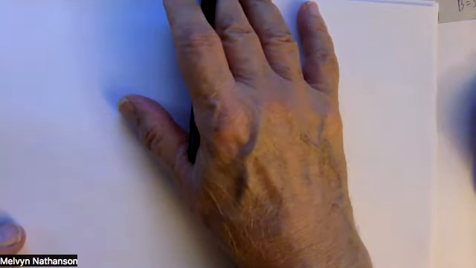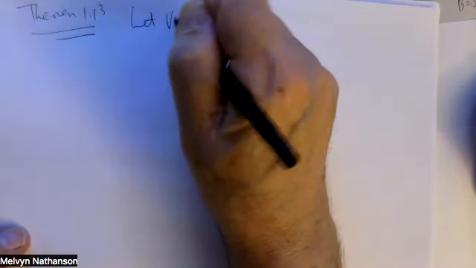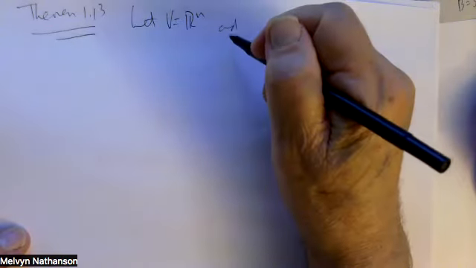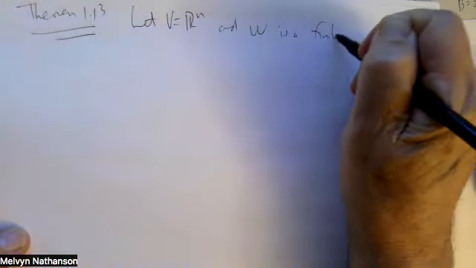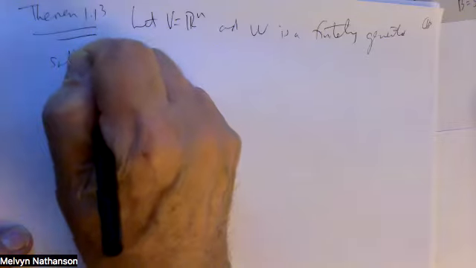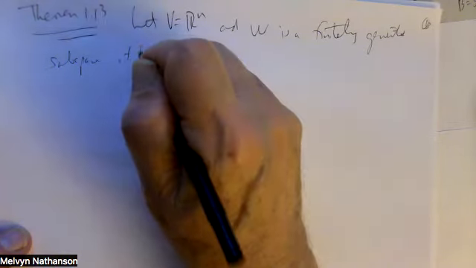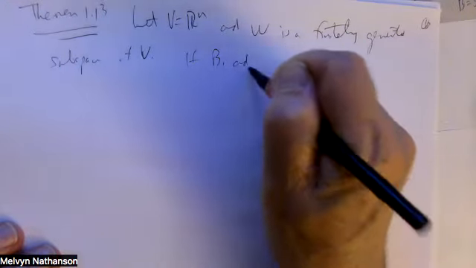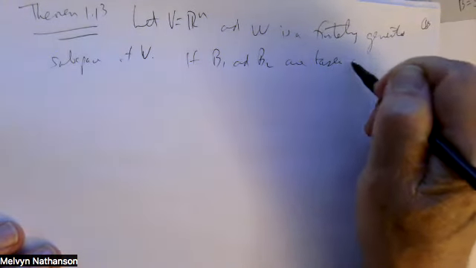And now we come to a very critical result. So this in the notes is theorem 1.13. Suppose V is Rn and W is a finitely generated subspace of V. So every finitely generated subspace has a finite basis, and has many different bases. If B1 and B2 are bases for W, then they have the same number of elements.